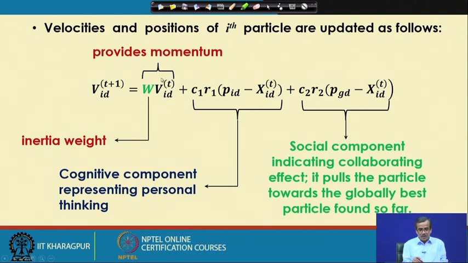So, w V_id(t) plus C1 R1 multiplied by (P_id minus x_id), corresponding to the tth iteration. Now, here C1 is a constant that is called the cognitive constant, and R1 is a random number lying in the range of 0 to 1, and P_id is the personal best, minus x_id(t).